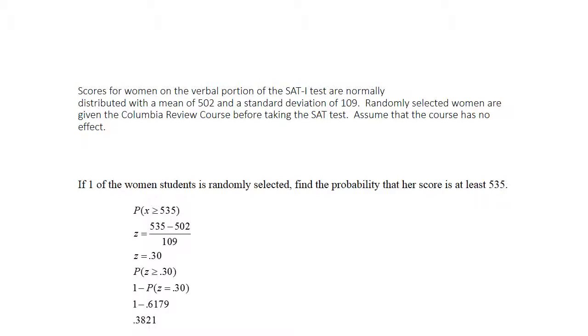We're going to find the probability that z is greater than or equal to 0.30. The probability is 0.6179 when the z-score is 0.3. Now, since it's a greater than problem, we have to subtract 1 minus 0.6179, and the final answer is 0.3821.